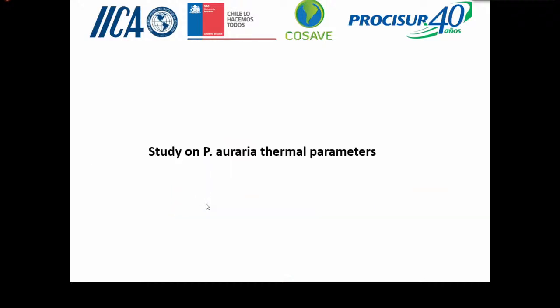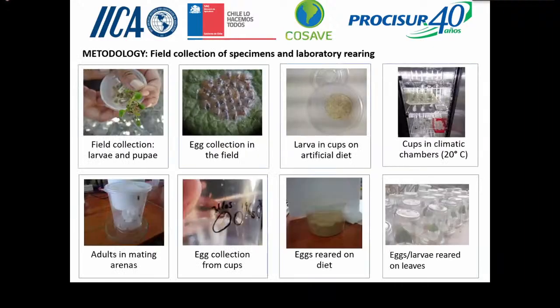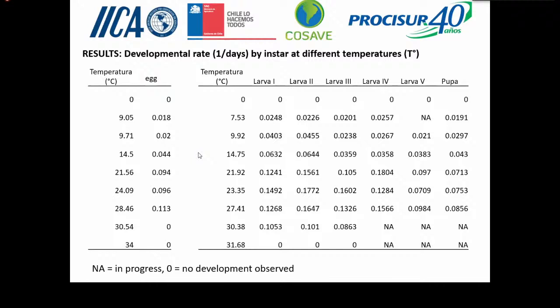So we went out into the field and we fed them an artificial diet. And then the adults that emerged from this material were kept in different climate chambers, and we know the times at which they were born, at which they developed, and they were kept in these climate controlled chambers or boxes at 7 to 35 degrees Celsius. What are the overall results? Well, this is one divided by the number of days that a particular stage took to be completed at the different temperatures. Here to the left of the table, we see the first column with the temperatures.